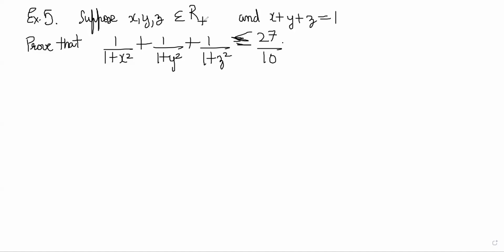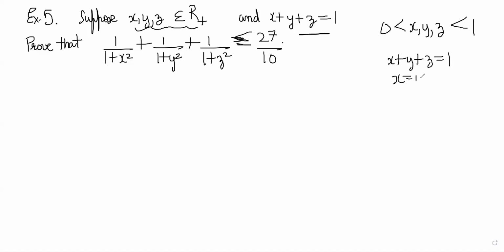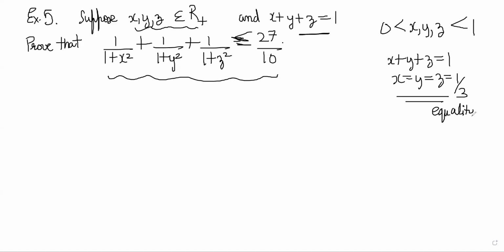First of all, we know that x, y, z are real positive. So x, y, and z are between 0 and 1 because they satisfy this also. Also, you can check that if x + y + z is 1 and each of x, y and z is 1/3, you are able to satisfy this inequality. The equality happens in that case when 1/3 is put, right? You can check that.